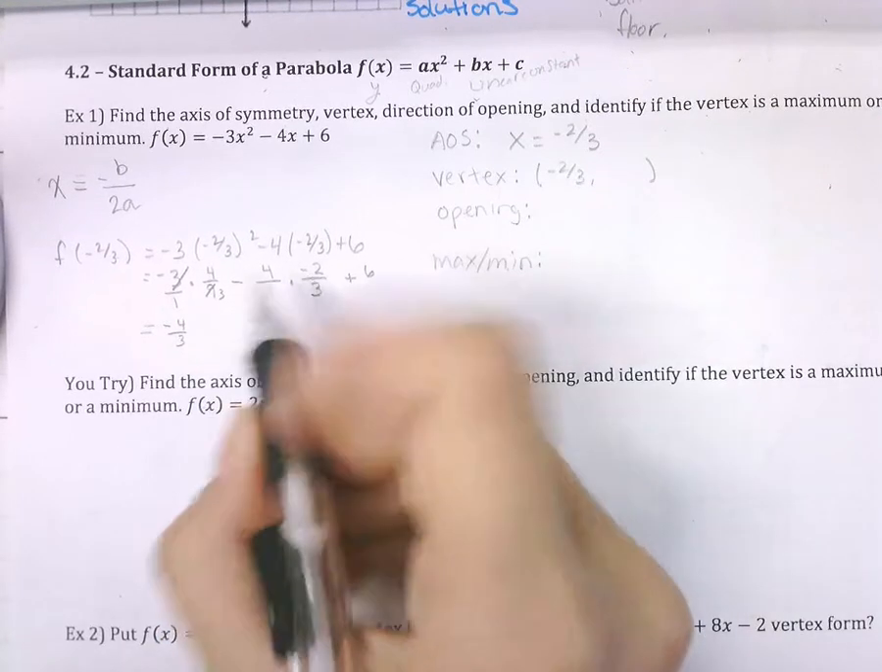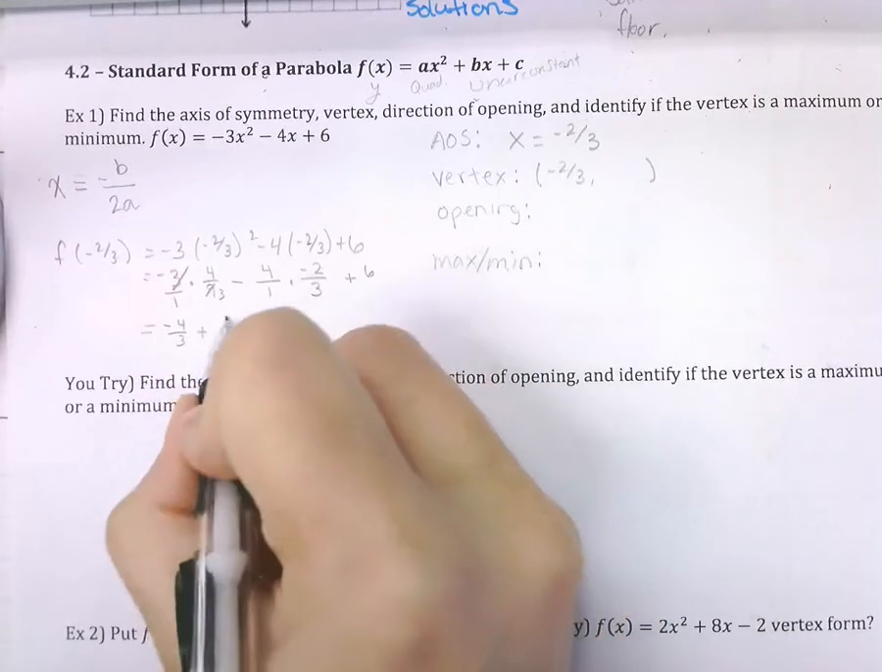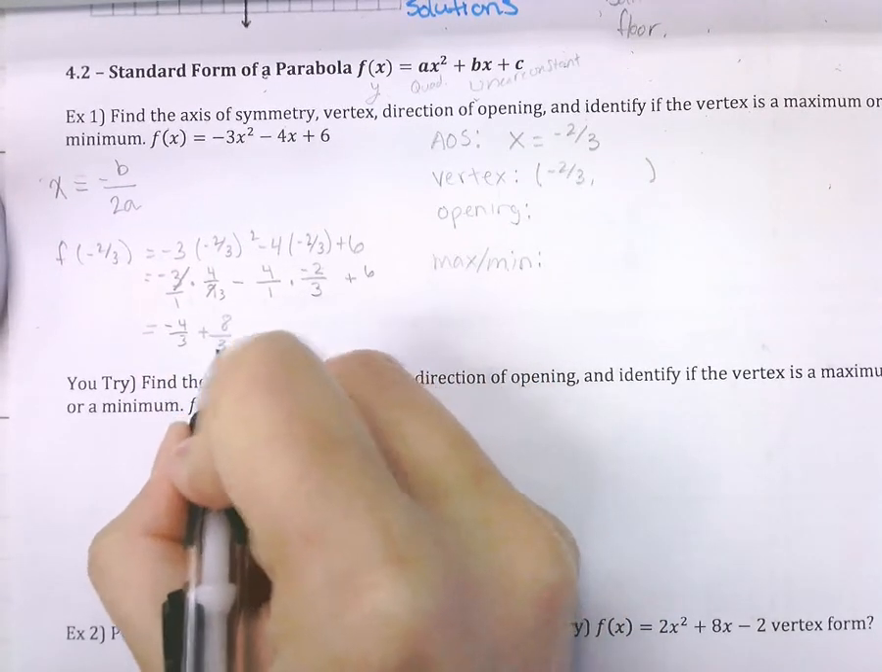Two negatives, so this is going to be a plus sign. Nothing cancels, so you just get a positive 8 over 3.